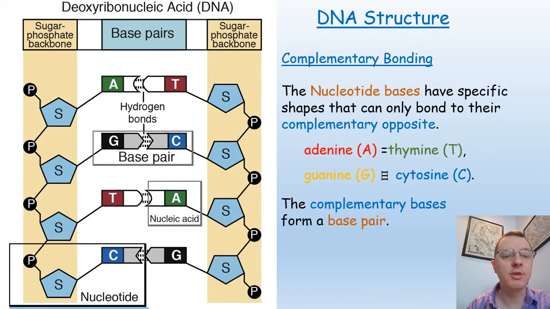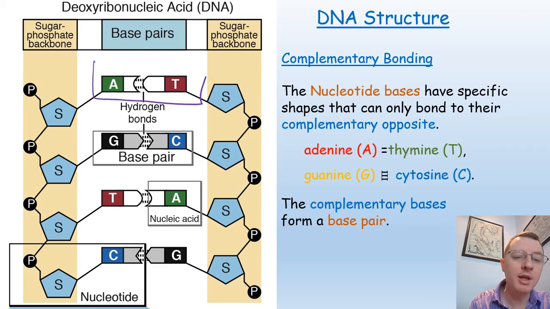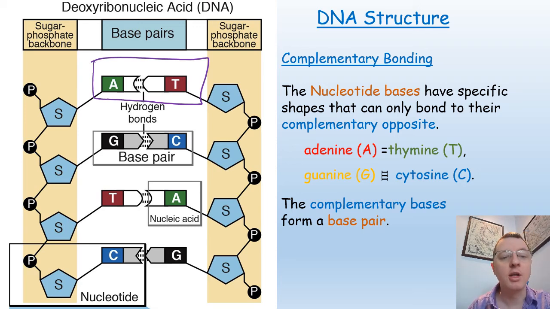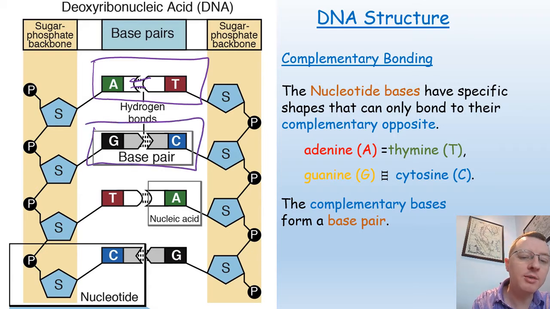As you can see from this diagram, the nucleotide bases can only bond to their complementary opposite. For example, adenine can only bond with thymine utilizing 2 hydrogen bonds, and guanine can only bond with cytosine using 3 hydrogen bonds. In the GCSE exams, it is useful for you to learn the names of the bases, but you can get away with just utilizing the letters A, T, C and G.